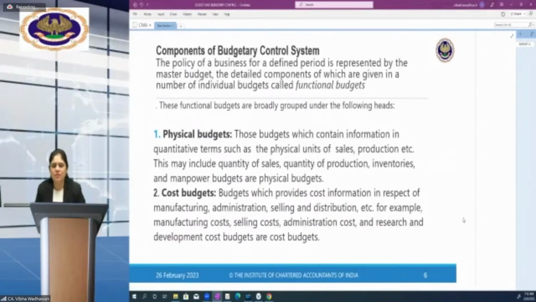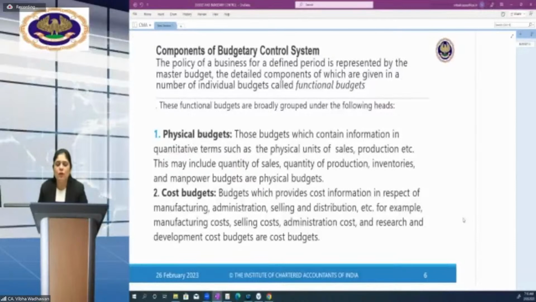Physical budgets. Physical budgets are those budgets which contain information in quantitative terms, such as physical units. So budgets under physical budgets are made in units. How many units to be produced? How many units to be purchased? How many units to be consumed? So it's all in units.